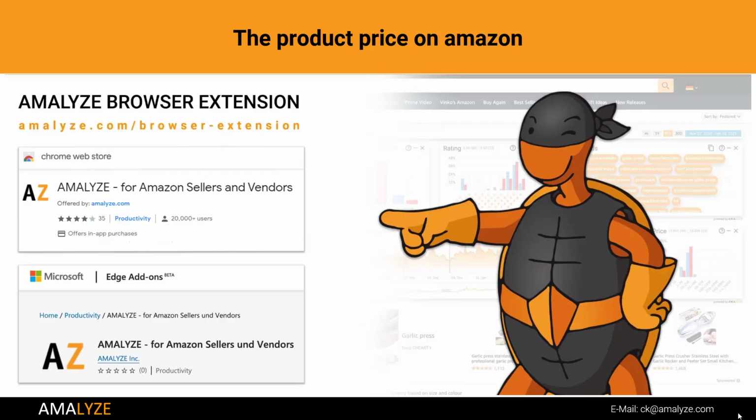And on the other side, of course, use the AMALYZE browser extension. For example, in a simple widget, you can directly see how many offers are on the product. That will help you to look at your competition or at your own products if there's a hijacker or else.